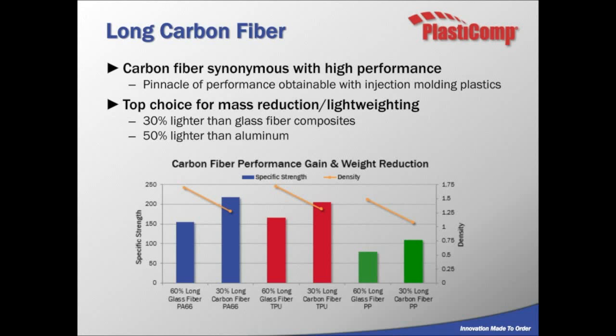of the reduced weight. Down along the bottom, you see some of the mechanical properties that we get with carbon fiber versus glass. At lower loadings, let's look at the blue graph, 30% long carbon fiber versus long glass, we actually have higher strength, and obviously lower density comes along with that. So if you're really looking at lightweighting and stiffness and strength, carbon fiber is the way to go.